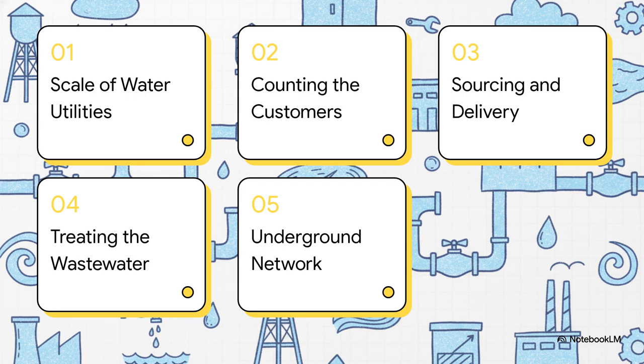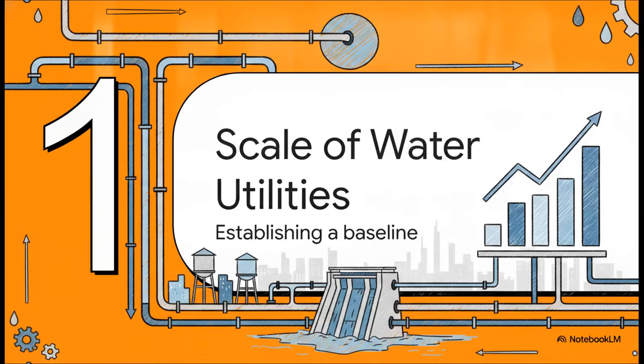To understand all this, we're going to break down the anatomy of scale. 1. The scale of water utilities. 2. Counting the customers. 3. Sourcing and delivery. 4. Treating the wastewater. And finally, 5. The hidden underground network. Let's start with Section 1, the scale of water utilities, and how we establish a baseline.